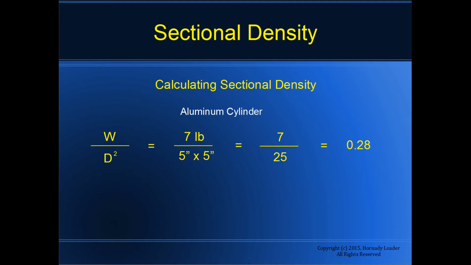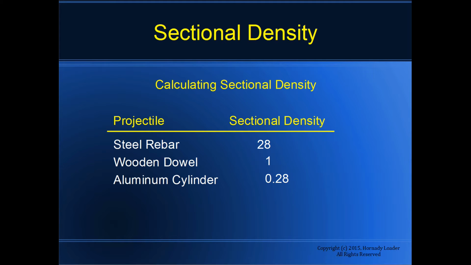Now, I don't think any of us needed a mathematical formula to determine that the steel rebar had the best shot of penetrating through that piece of plywood. Here we have our 3 projectiles. The steel rebar with a very high sectional density of 28, while our wooden dowel has a sectional density of 1, and the SD for the aluminum cylinder is 0.28. So, as you can see, the higher the sectional density of a projectile, the better the penetration characteristics of that projectile. Now, as I mentioned, we don't need a mathematical formula to determine that the steel rebar would go through that plywood and the wooden dowel would not.